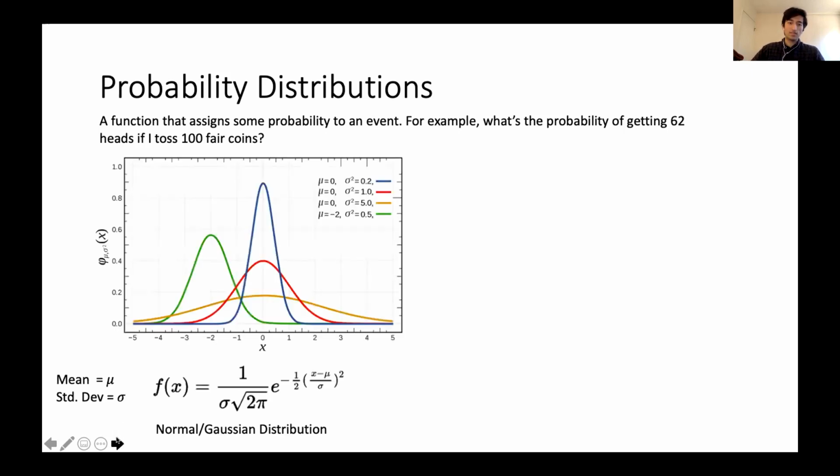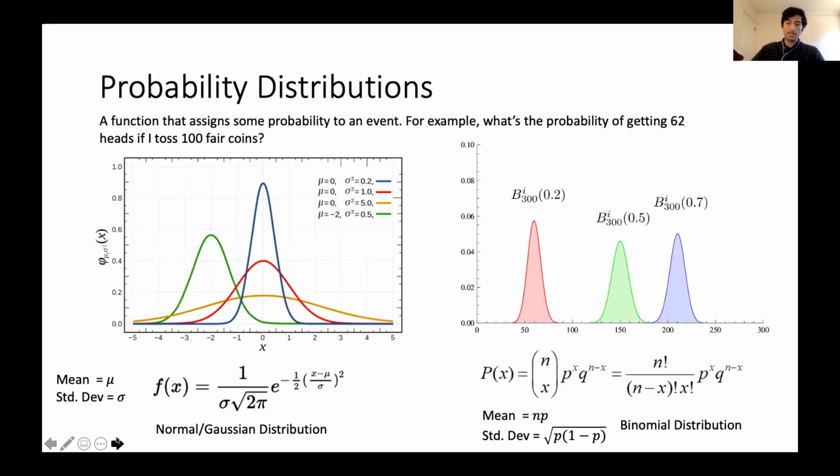And here are some probability distributions that you've probably seen in the course already. So this over here is the normal distribution, also called Gaussian distribution. And these different ones are just plotted based on having different means and having different standard deviations.